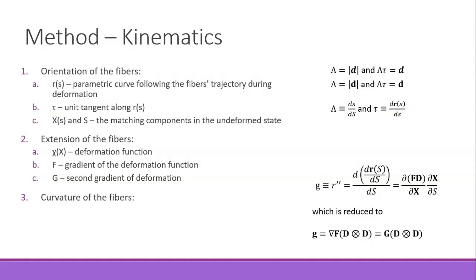Then, under deformation, the researchers defined the extension of the fibers with a chi function, and they also utilized the first and second gradients of that deformation, which is a procedure that had been used in other research. So with all of that, the researchers were able to derive the curvature of the fibers as the function g, which is the second derivative of the parametric curve, which, as we know, curvature is the second derivative of a curve.